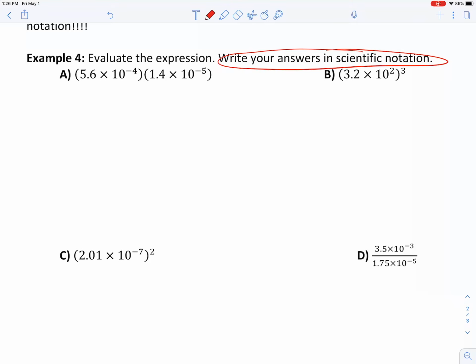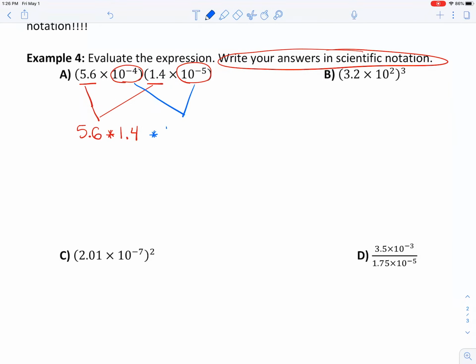Okay, so what I'm talking about with the exponent properties is really, you're going to be taking times 10 to the negative 4th and times 10 to the negative 5th, and you can actually combine those. Okay, so let me just show you here. So we're going to take these two numbers that are in front, this 5.6 and 1.4. So we're going to actually do that math, 5.6 times 1.4.